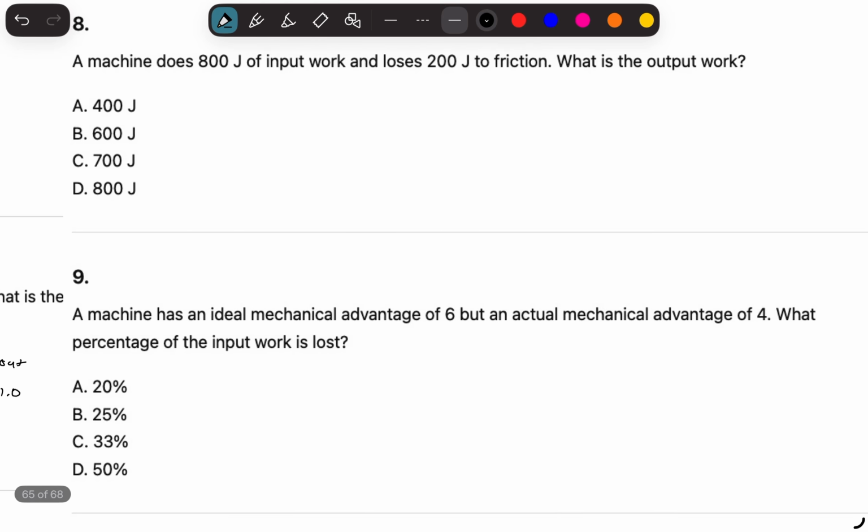Now, a machine does 800 joules of input work and loses 200 joules to friction. What is the output work? So your work output is equal to your work in minus your work that you lost. So that's going to be equal to 800 minus 200, which is equal to 600 joules. And that is option B.